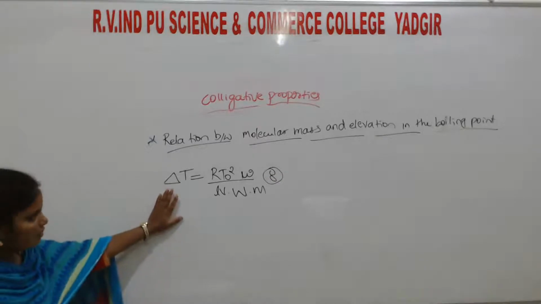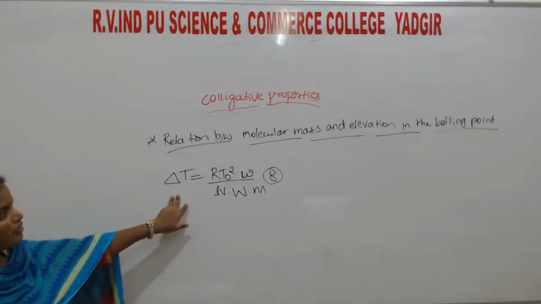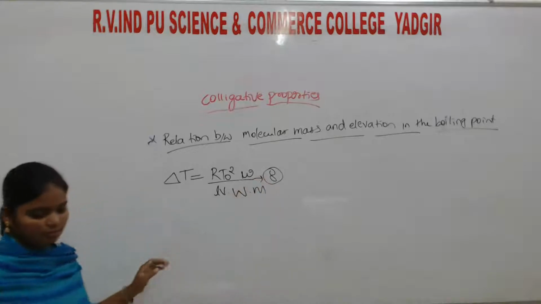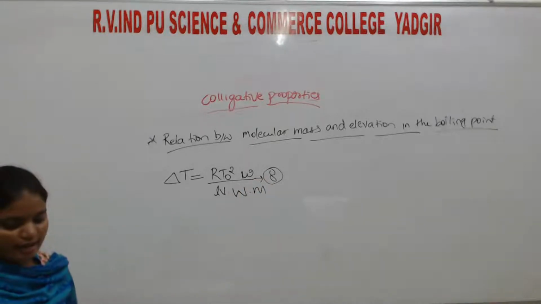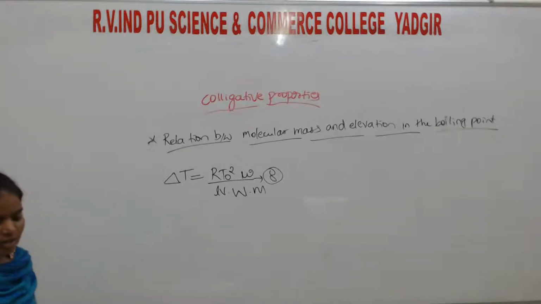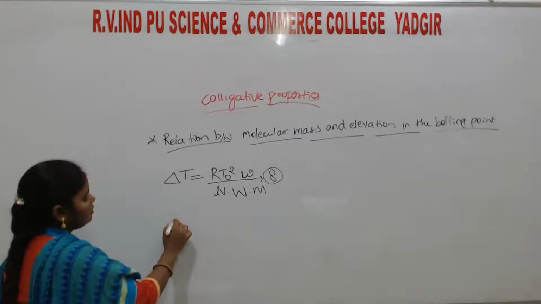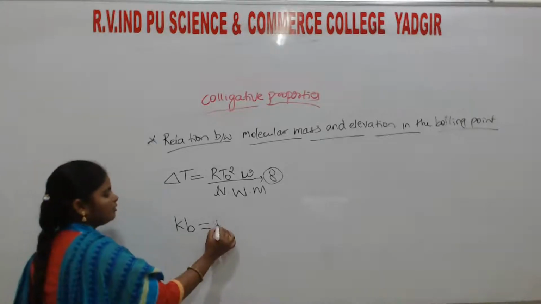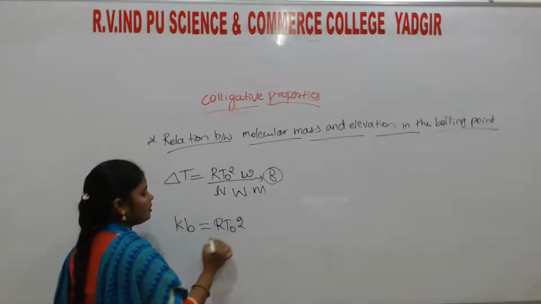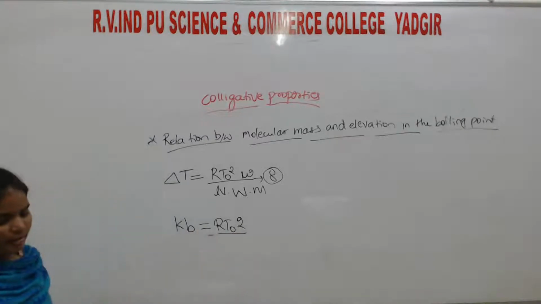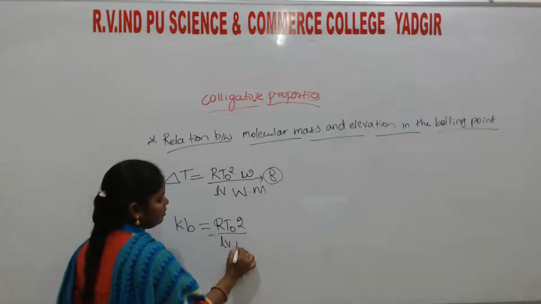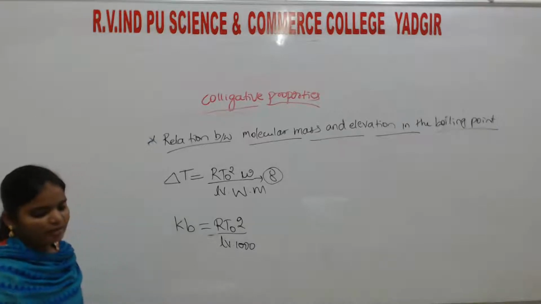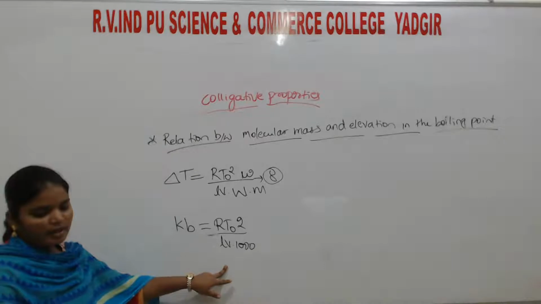See, in the last derivation, delta T is equal to R T naught square W divided by L V capital W into M. This is equation number 8. Then equation number 10 gives Kb, that is, Kb is equal to R T naught square divided by L V into 1000. This is equation number 10.